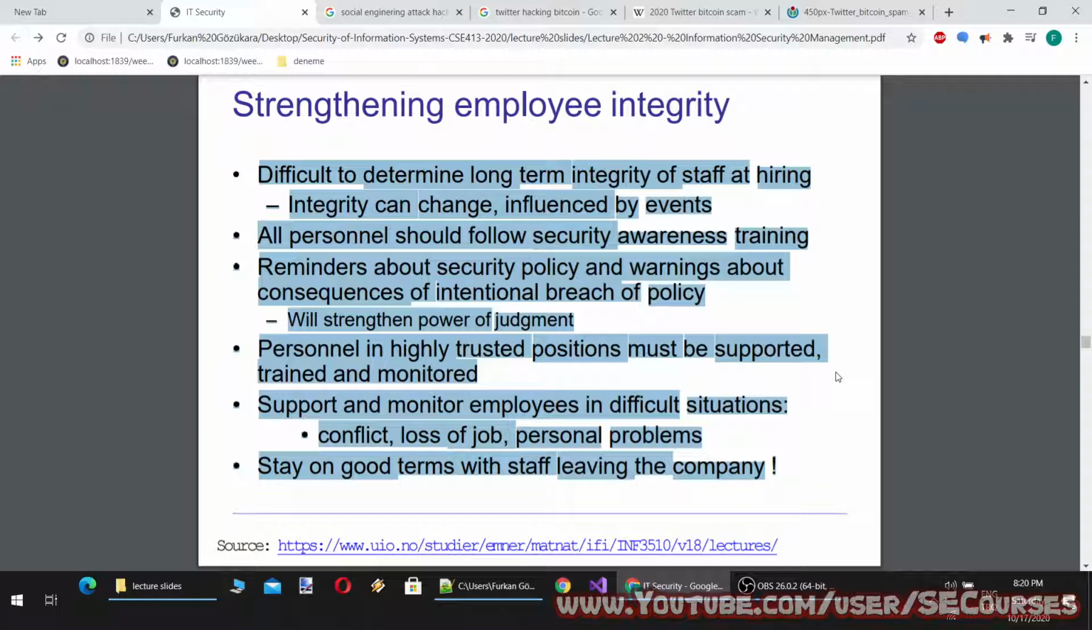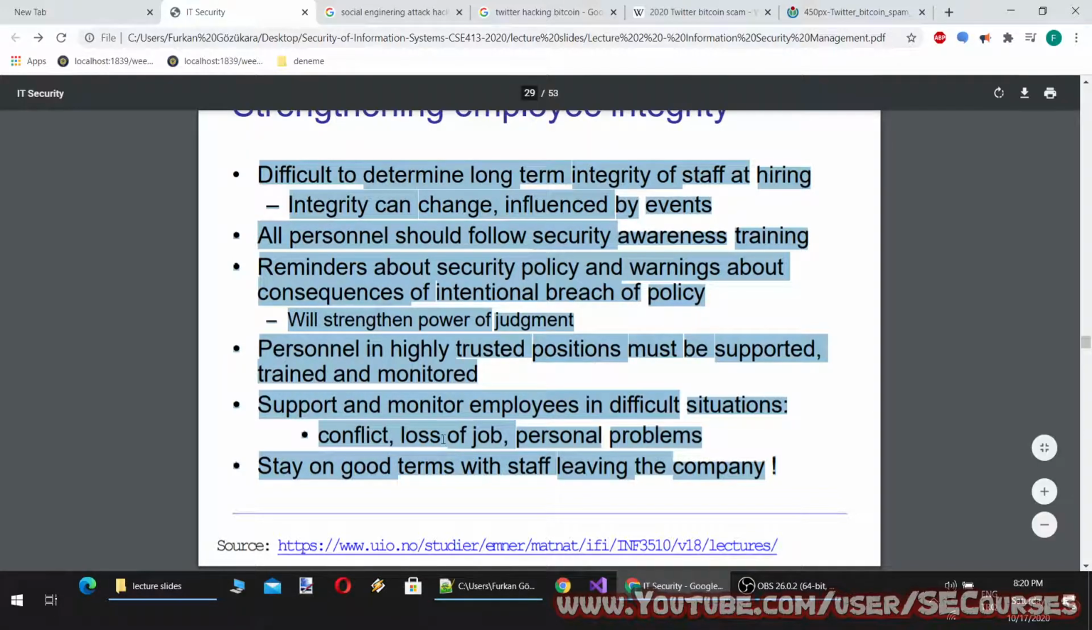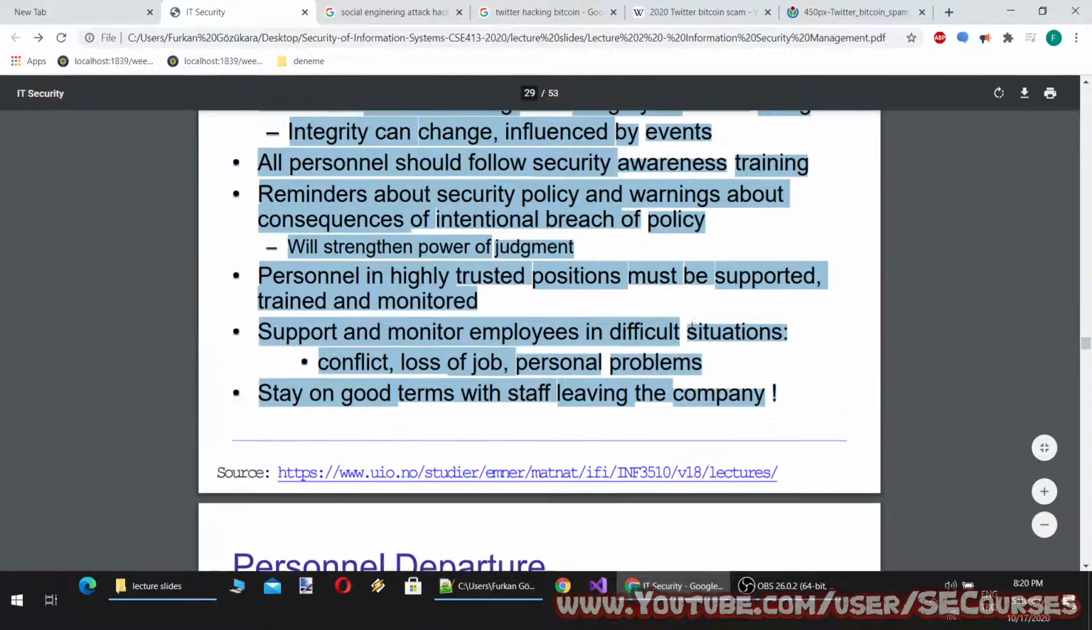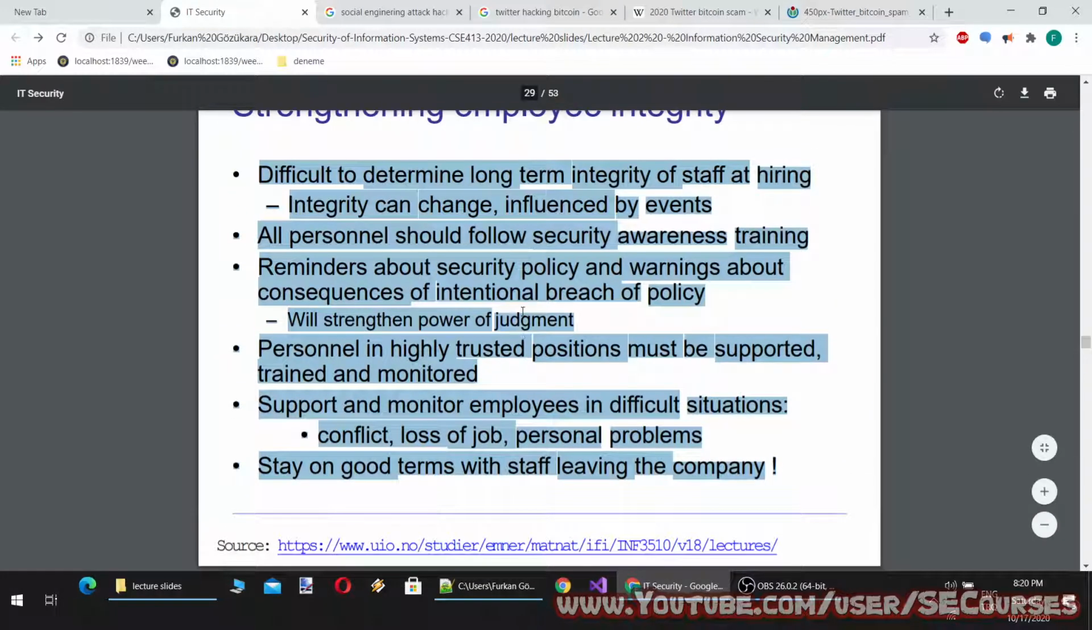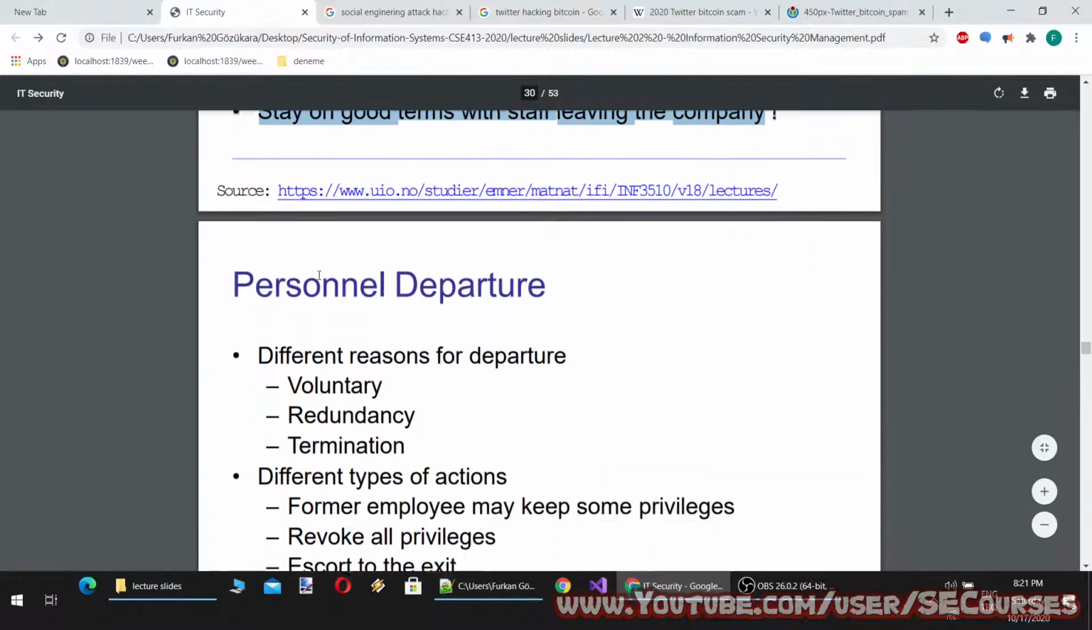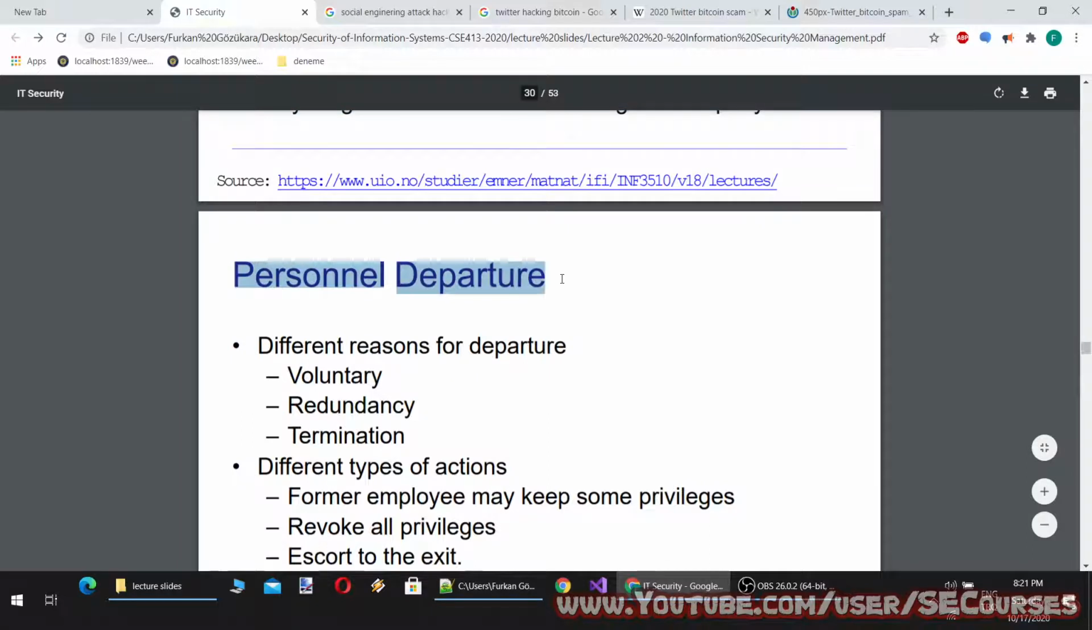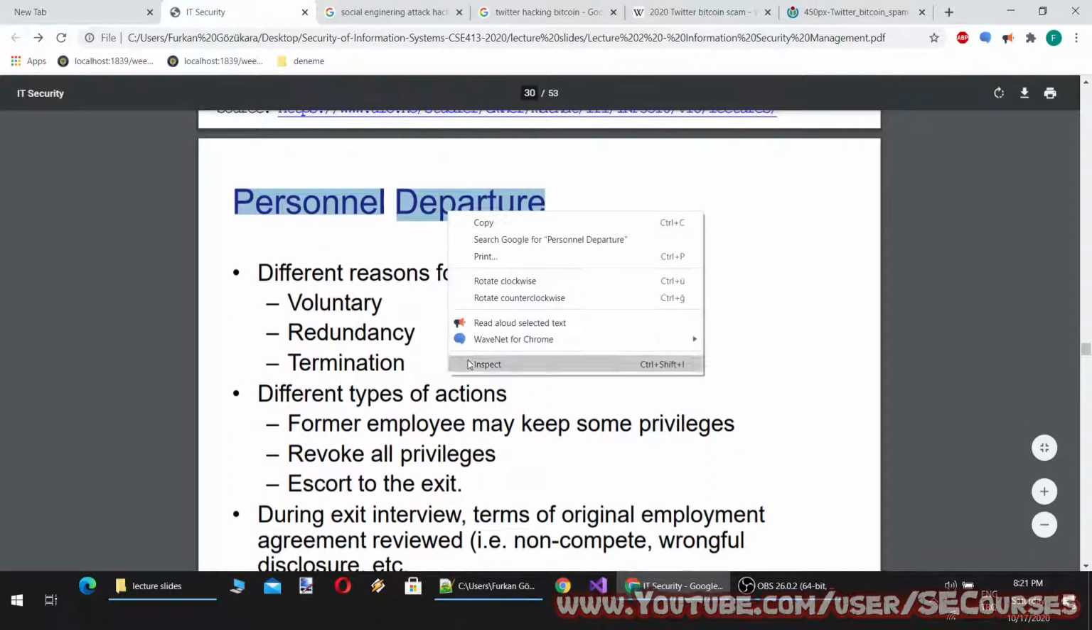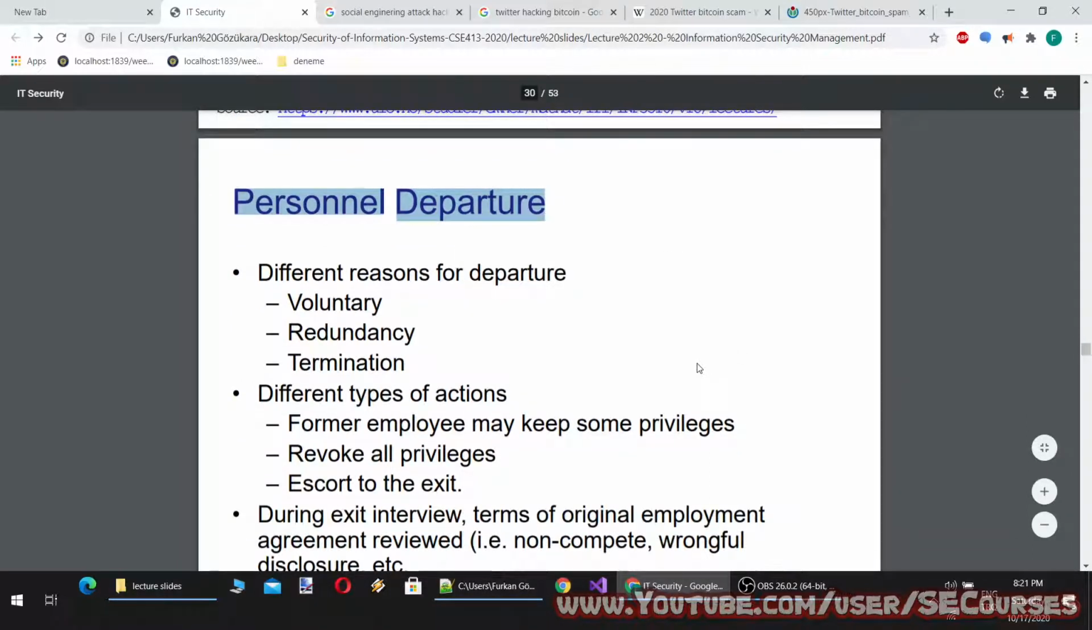Personnel in highly trusted positions must be supported, trained and monitored. Support and monitor employees in difficult situations, conflict, loss of job, personal problems. Stay on good terms with staff leaving the company. So you see, everything is important when it comes to your personnel. You need to make sure that they are in good shape, in good mind.